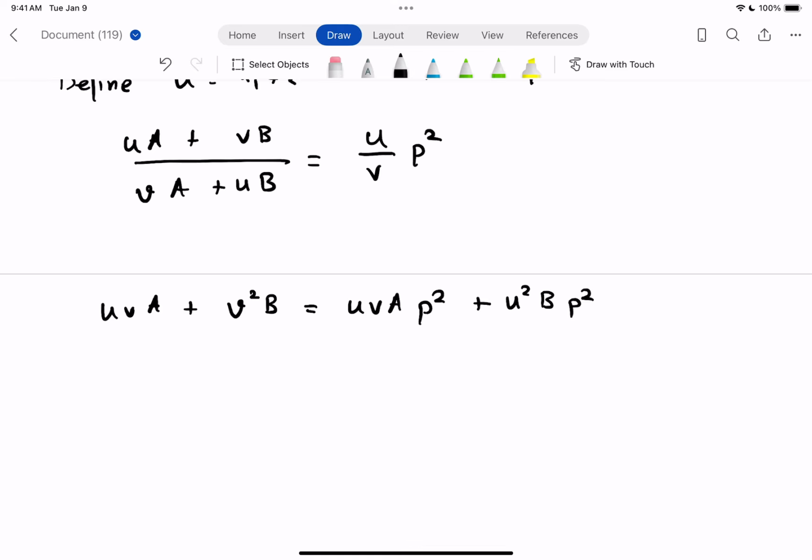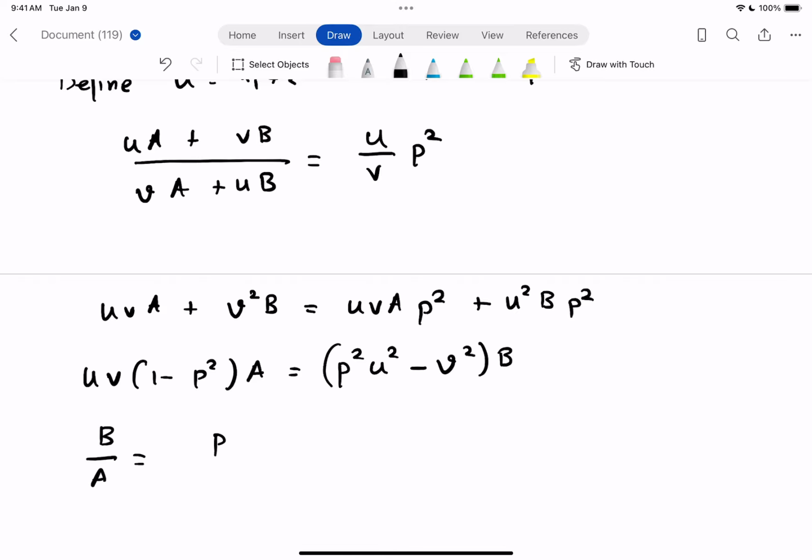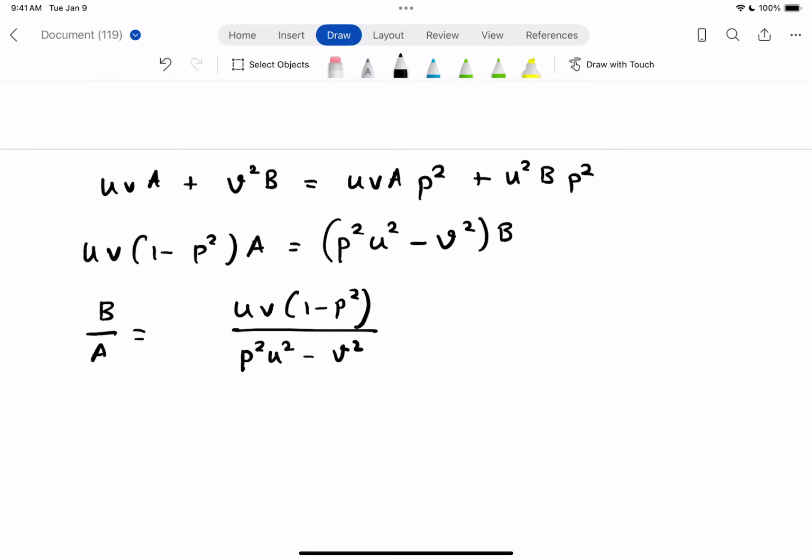Okay. And let's see, we can do one more step. UV times 1 minus P squared times A is equal to P squared U squared minus V squared times B. Okay, and so B over A is equal to, actually the other way around, B over A would be UV times 1 minus P squared divided by P squared U squared minus V squared. All right, so we have that.